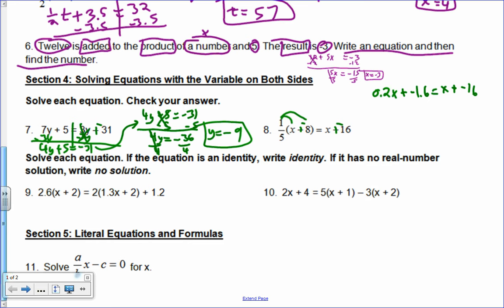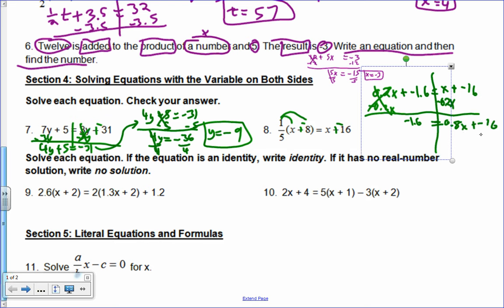Alright, well, let's get the variables on one side. So I'm going to get rid of the smaller one. So minus 0.2x from both sides. There are two sides. Minus 0.2x. You're left with negative 1.6 equals 0.8x plus a negative 16.